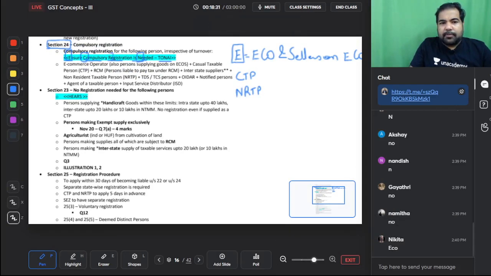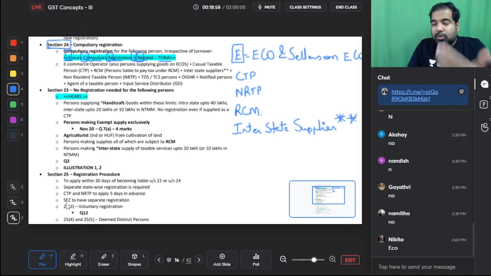Next, R. If you're someone who has to pay tax under RCM, for example, if you're the recipient and under RCM you have to pay the GST, then you are compulsorily supposed to register, because if you're not registered, how will you pay GST to the government? Next, I, which is very, very important: interstate supplier. But there are two exceptions to this. We'll see the exceptions. But interstate supplier, if you are making supplies from Maharashtra to Gujarat, your electric bike company making supplies from Maharashtra to Gujarat, then you need to be compulsorily registered.